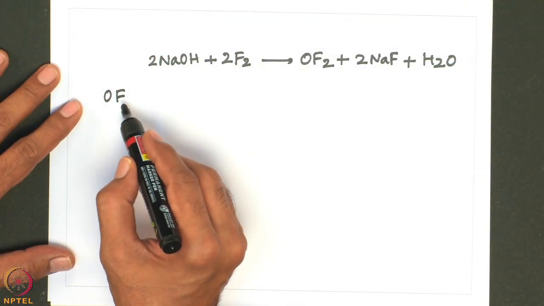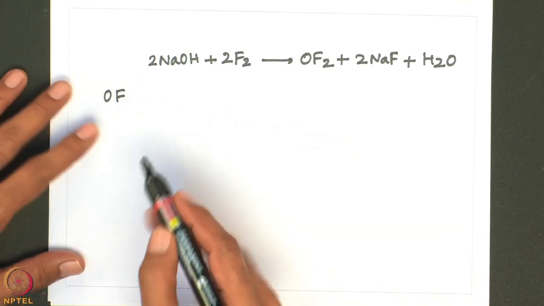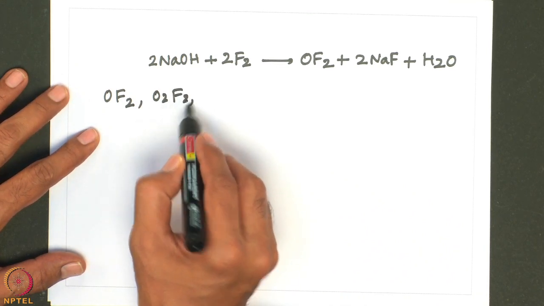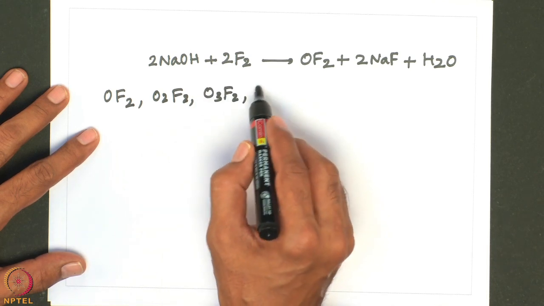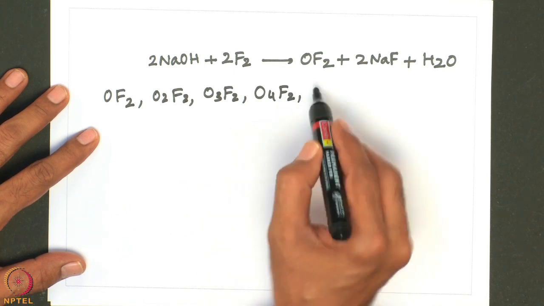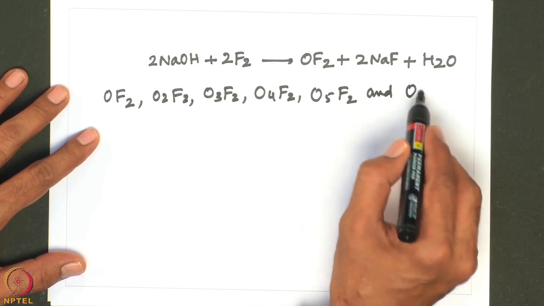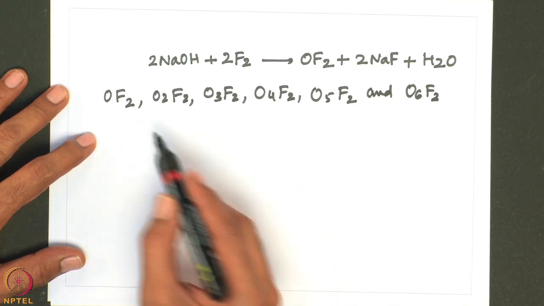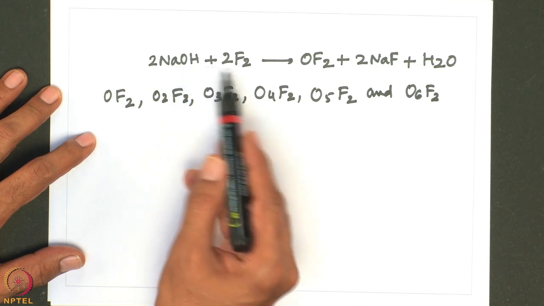It is interesting to know that we have several fluorides of this type having up to 6 oxygen atoms in a chain. For example, OF2 is known, O2F2 is known, O3F2 is known, O4F2 is known, O5F2 and O6F2. Okay. And they can also be prepared by treating sodium hydroxide with fluorine.